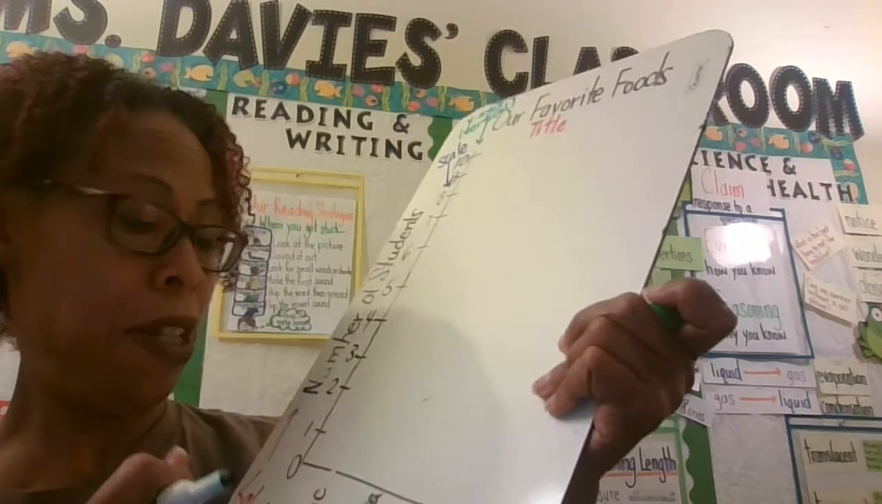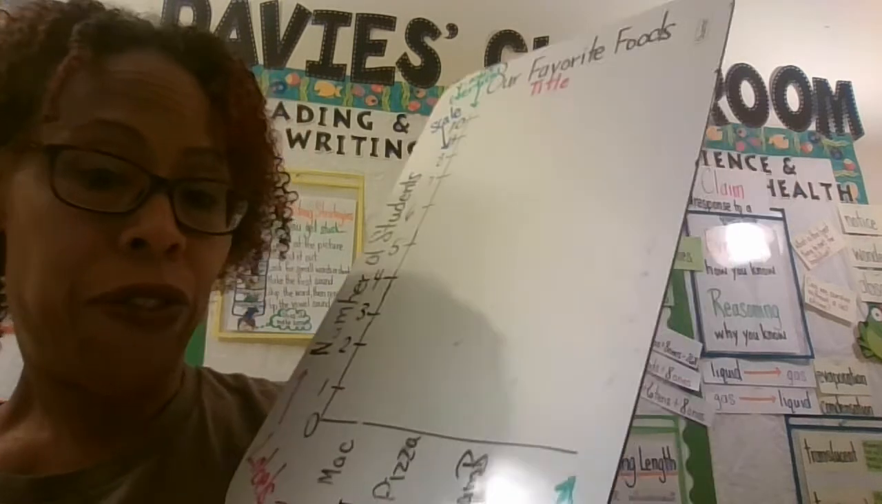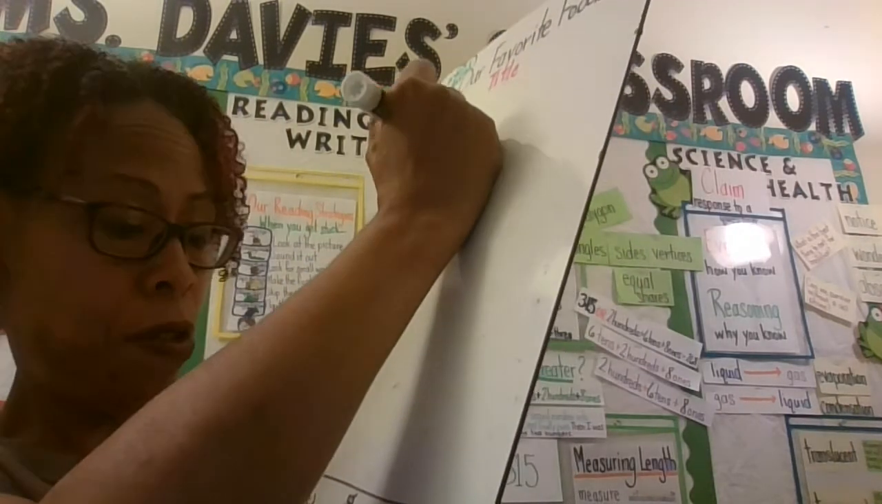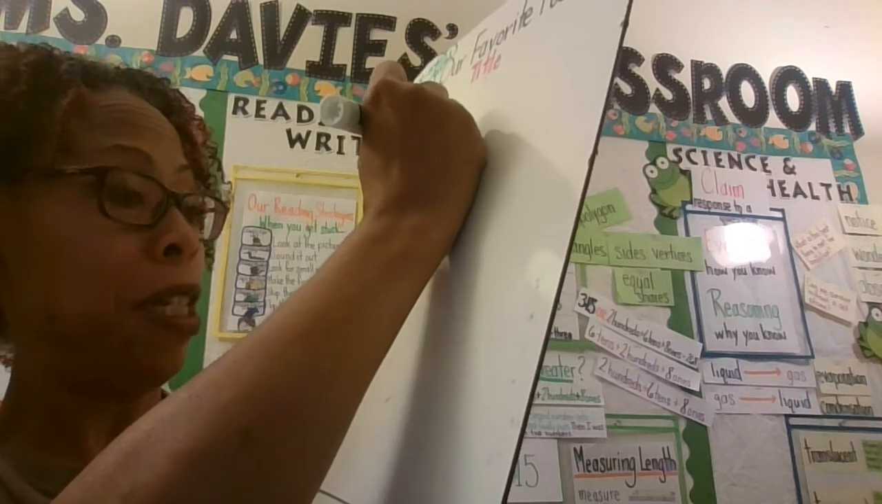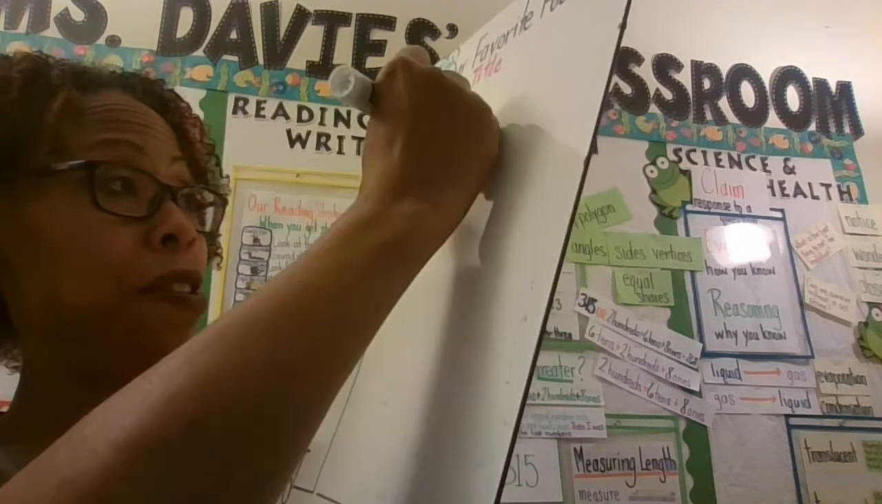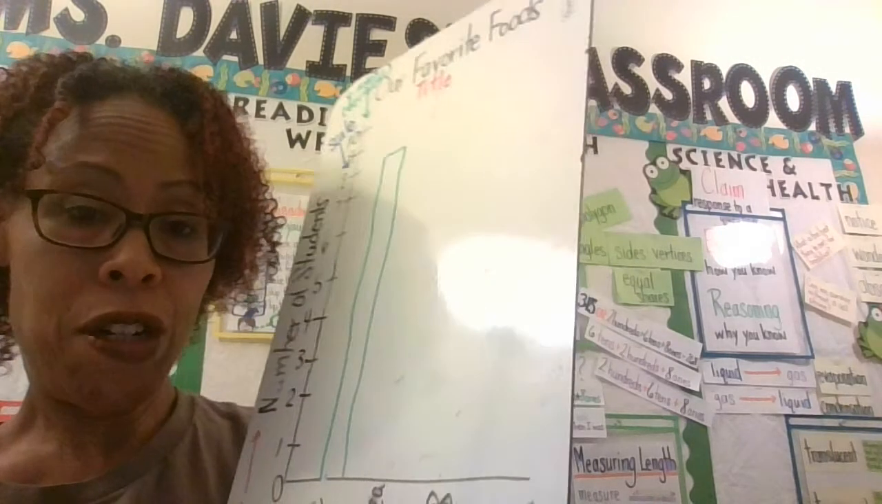So let's say, for instance, let's say pizza was the favorite. Mac and cheese was close by. And let's say that 8 students liked pizza. So we're going to go all the way up to the 8, make a little marker, and then come down. Oops, that's not as straight as I want it to be, but you get the picture. And then, of course, you're going to shade it all in.